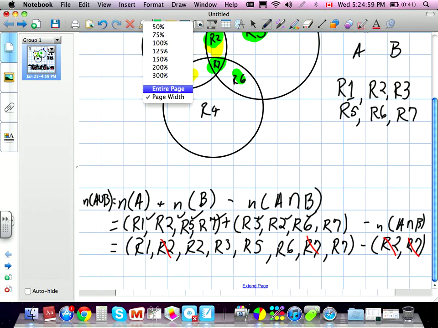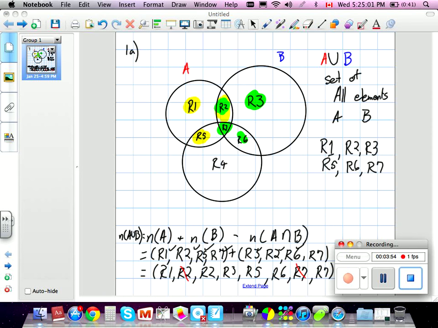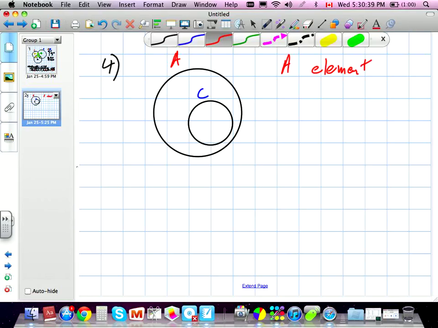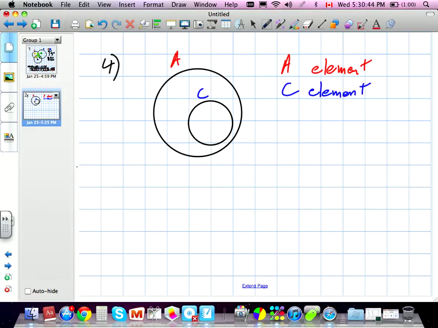Okay, so what they're talking about here is A is an element, and C is also an element. Now, what happens here is C is contained within A. Every part of C is actually a part of A. So in this case, C is known as a subset of A. C is a subset of A.